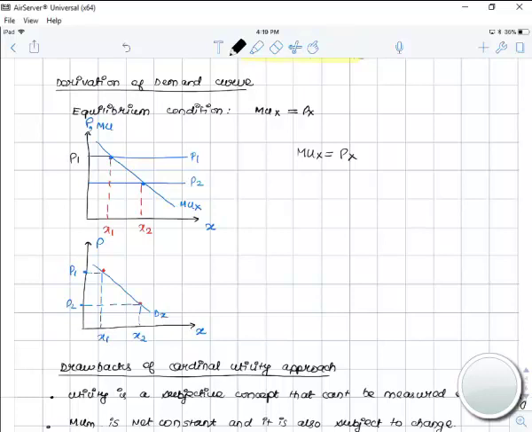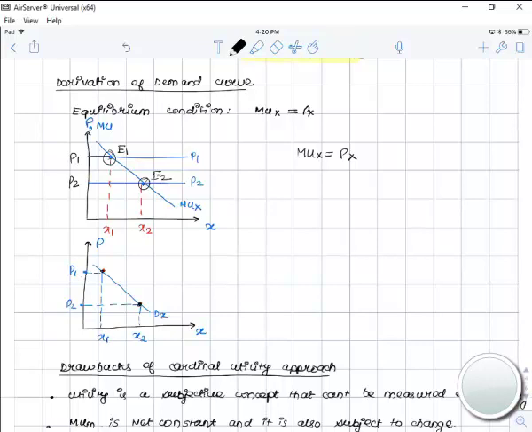Equilibrium is at this point, E1, right? So at E1, X1 is what is being demanded. So when the price was P1, X1 is what is being demanded. That's the first point on the demand curve for X. Now suppose the price falls to P2. So this line shifts down like this and it intersects the MUX curve here. And this is E2, where the demand is X2. So when the price falls, demand increases like this.